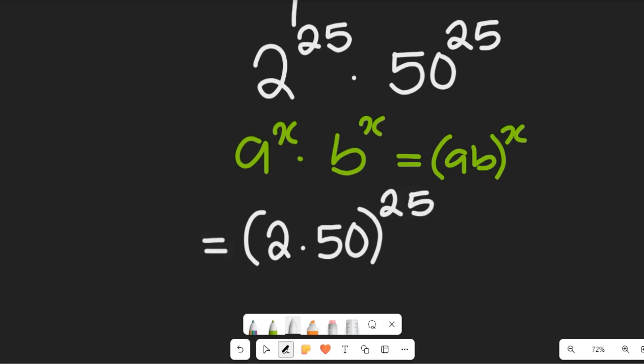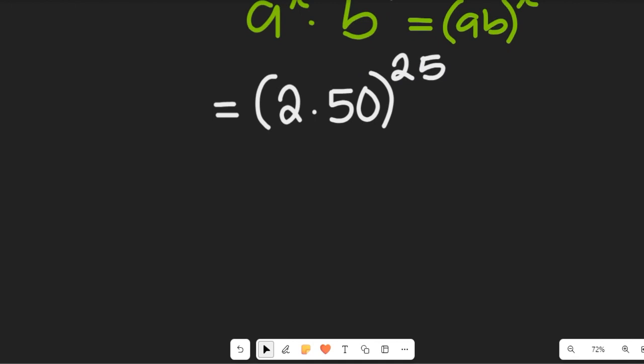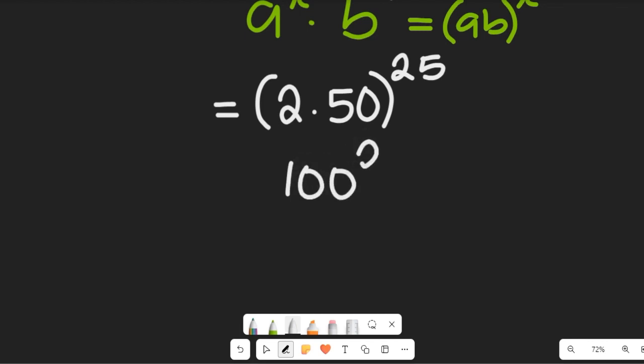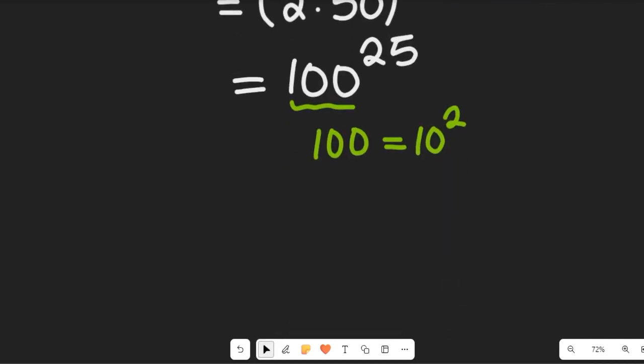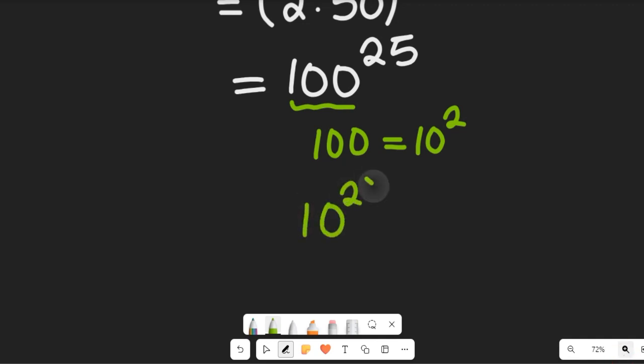Now that will be equal to, in the next step, 2 times 50, which is going to give us 100. So we'll have 100 to the power of 25. This can be the solution, and we can also reduce 100. Recall, 100 can be equal to 10 to the power of 2, right? So if we simplify that expression further, that will become 10 to the power of 2 multiplied by 25.